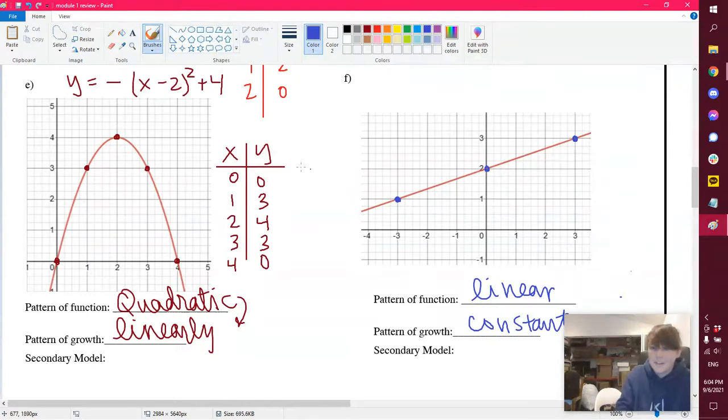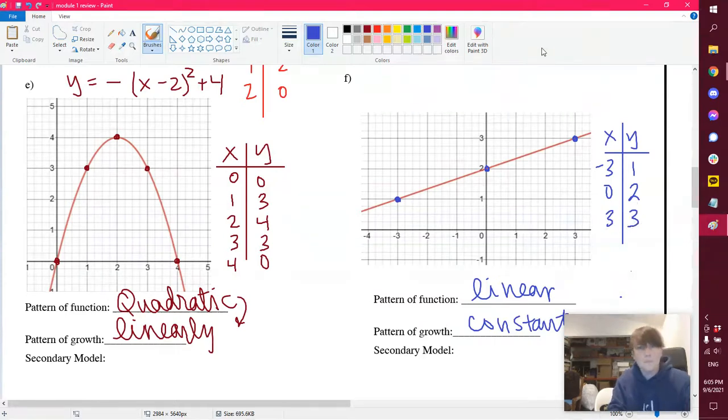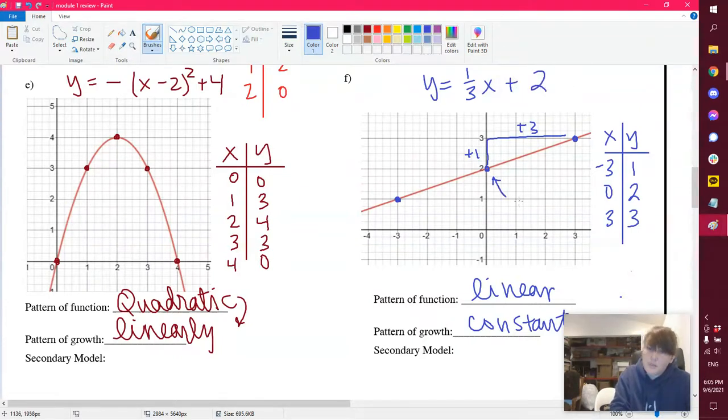Easy. And then the secondary model, we can either make a table, which I'll do now. Where this is -3, 1, 0, 2, or 3, 3, and 3, 3. Nice. Or we can make an equation where we say this is up 1 over 3. So our slope is 1/3 plus 2, since that's our y-intercept.